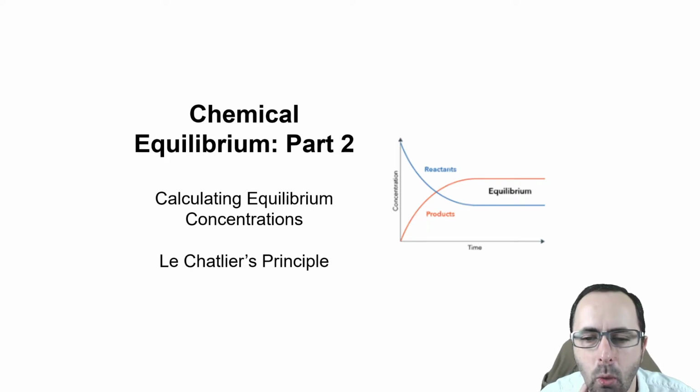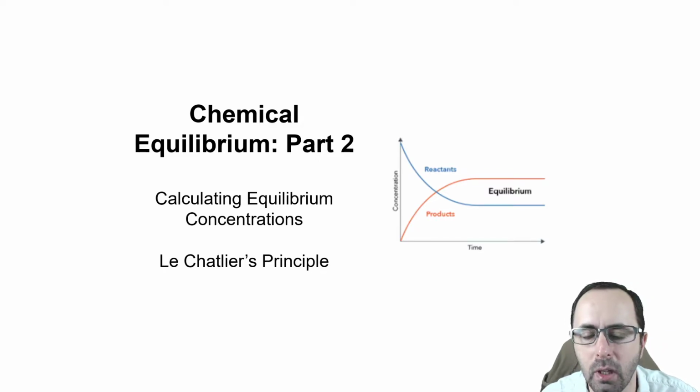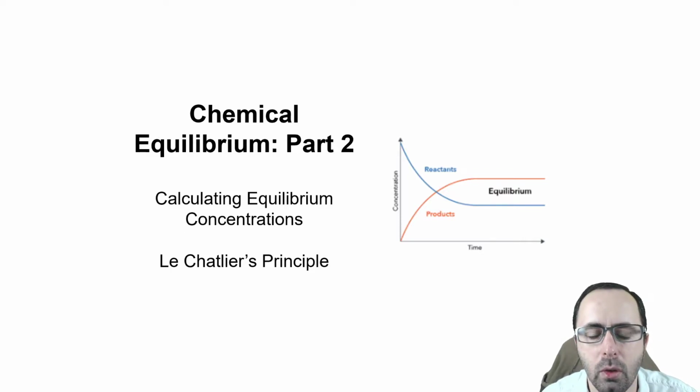And this week, we're going to divide our lecture into two main parts. The first will be about calculating equilibrium concentrations. And the second will be about an idea called Le Chatelier's principle, which is regarding what happens to equilibrium when there is a change in concentration, pressures of gases, temperatures. So the first lecture is going to be about calculating equilibrium concentrations. The second will be about Le Chatelier's principle.